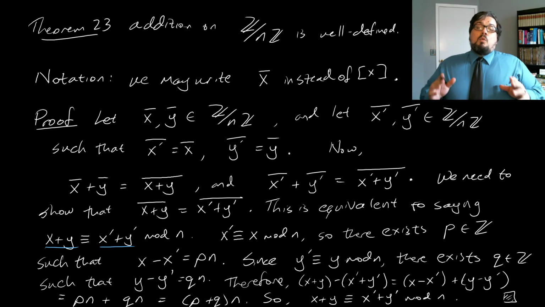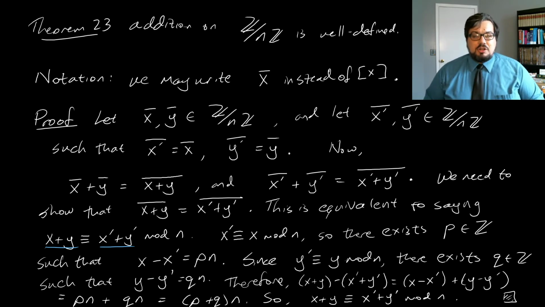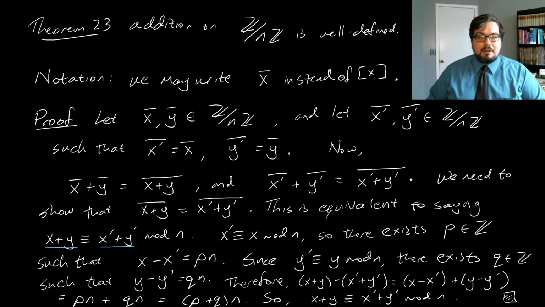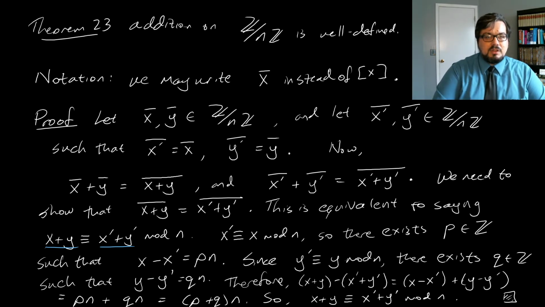The good news is that once we know that addition on Z mod NZ is well defined, the rest of the group conditions are very easy to check. In fact, they are going to basically all come from the fact that Z itself is a group under addition. And therefore, Z mod NZ, equivalence classes involving integers, are also going to be a group under addition. So let's check that Z mod NZ with addition is a group.